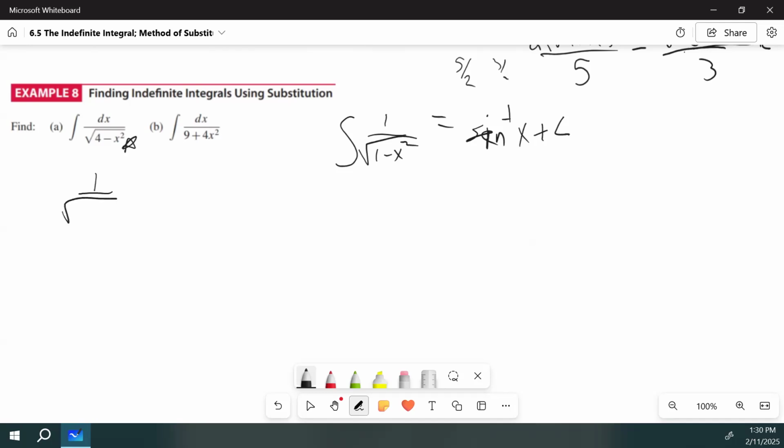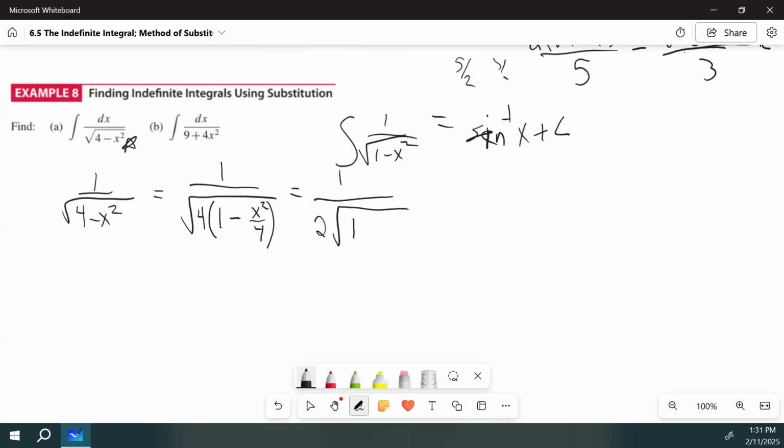If we look at the integrand of 1 over square root 4 minus x squared, it's going to take a little bit of algebra, but we can do that. If you factor a 4 out inside the square root, you would have 1 minus x squared over 4. Now, since you have multiplication in the radical, you can multiply the factors separately. Well, square root of 4 is just 2. And then this will be 1 minus x squared over 4, which you could write as x over 2 quantity squared. So this looks a lot more like that right there.